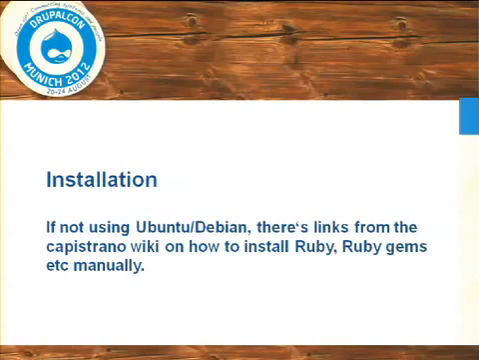If you're not on Ubuntu or Debian or something similar, you probably need to do something a bit more substantial to get up and running with Ruby and Rails and the gems, to be able to install the gems, which Capistrano is a gem itself. You can find some links from the wiki, which I've got at the end, which you can look at.